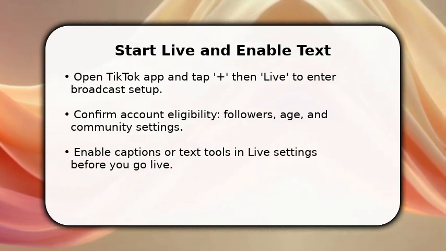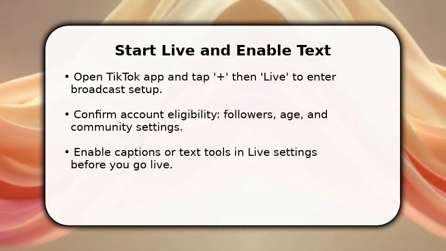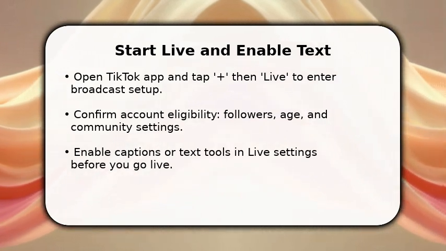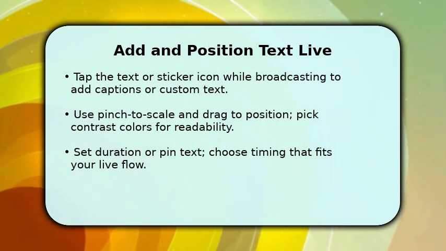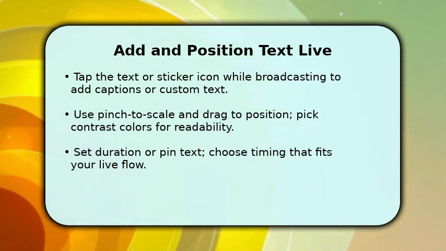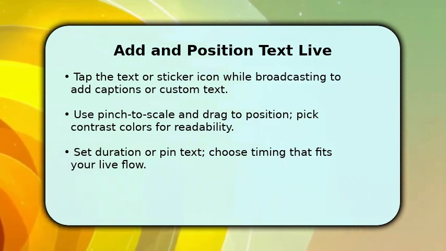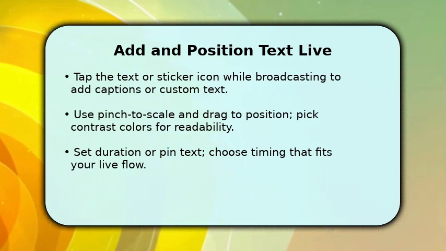You do this first because Live tools lock once streaming begins, so get overlays and permissions confirmed before you press Go Live. Once you are live, tap the text or sticker icon to insert a text layer. This is where you add captions, titles, or callouts. You can type directly, paste prepared text, and then pinch to scale and drag to position it.